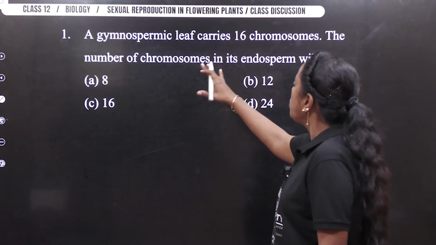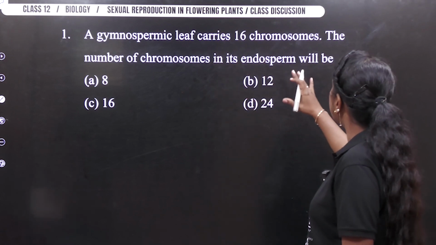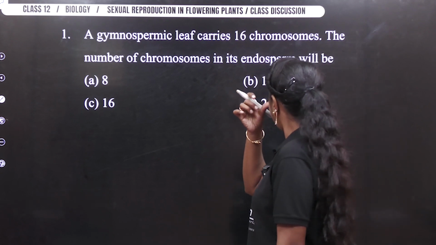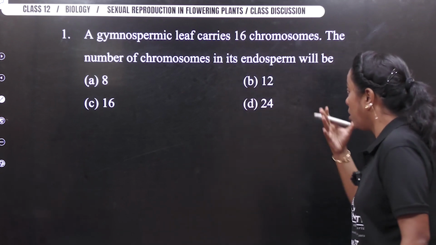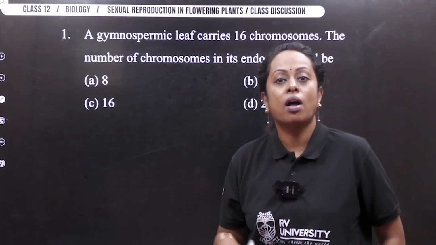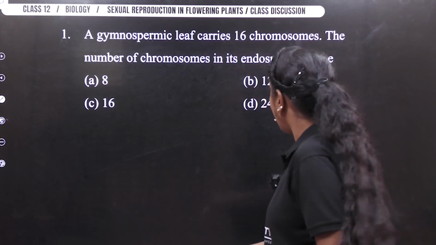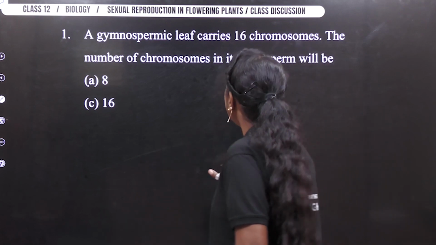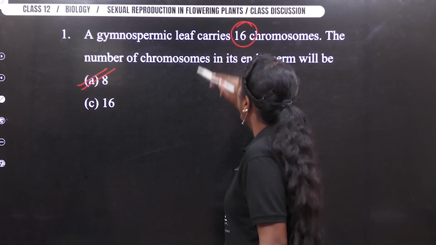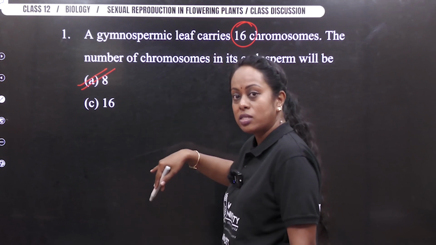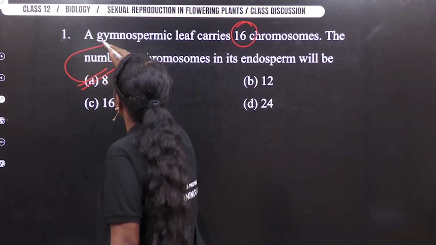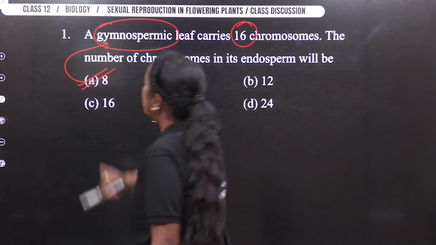The question says, the gymnospermic leaf carries 16 chromosomes. The number of chromosomes in the endosperm will be? Now, please remember, in gymnosperm reproduction, the endosperm is actually haploid, which is being produced from the megaspore directly. So thereby, your answer will be 8. Because I told you it is going to be haploid, half of 16 is going to be 8. Thereby, my answer becomes option 8 because the question is related to gymnosperm.